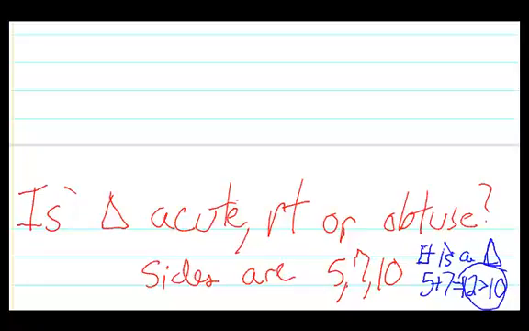Here is the question that we're answering: is a triangle acute, right, or obtuse? And we know the sides are 5, 7, and 10. Now check it out in blue.